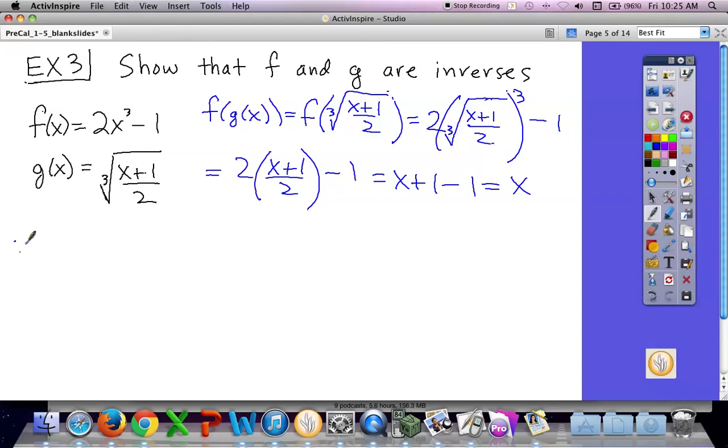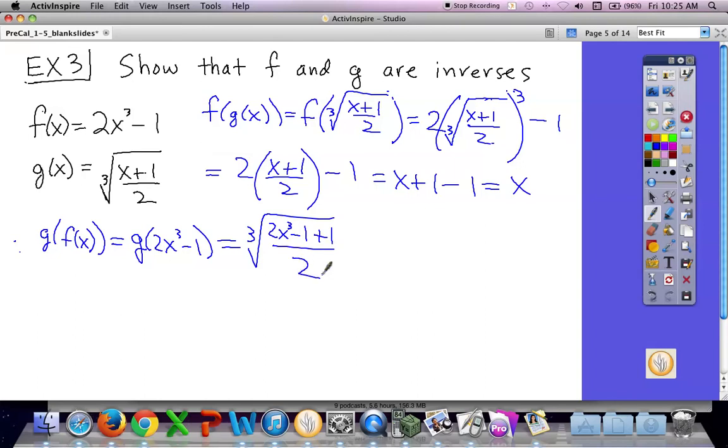Now we'll do the other one. G of f of x is g of 2x to the third minus 1. All right. So now we've got to do the g function. In the place of x here, we've got to put that. So this is the third root of 2x to the third minus 1 plus 1 divided by 2. Do you see where I plugged that in?